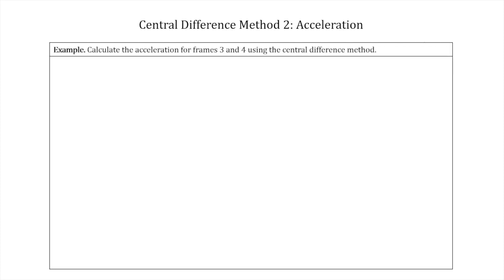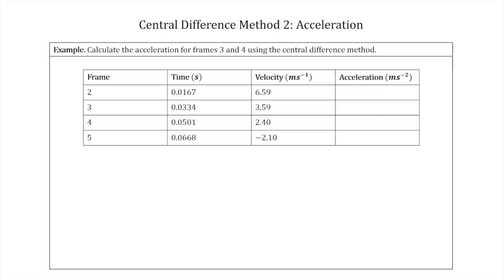So the example is to calculate the acceleration for frames 3 and 4 using the central difference method, and that's using the information in this table. So we can assume that some experiment has been done, say where a particle is moving, and every so often at certain points called frames we record the time since the experiment started, so since the particle started moving, and we record its velocity at that point. And if we have time and velocity, we can calculate acceleration at these discrete points.